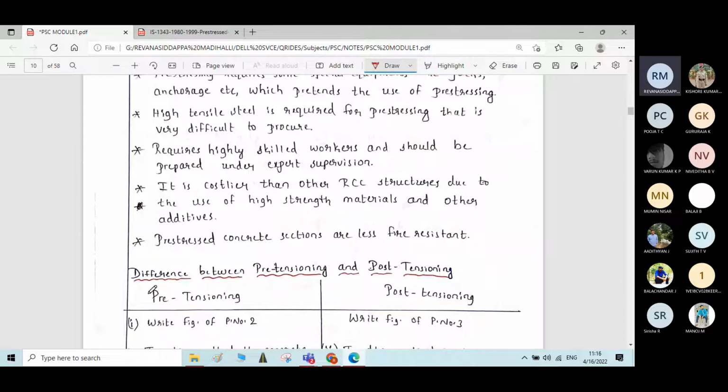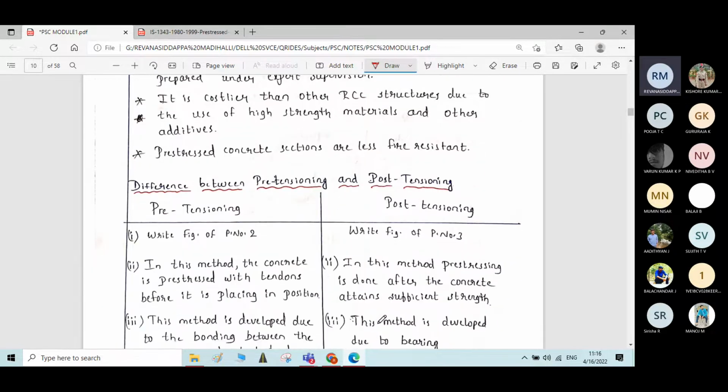As you can see, just by seeing the titles, pre-tensioning and post-tensioning, we can define the difference, correct? Pre-tensioning means the tendons will be stretched prior to application of the concrete, prior to pouring of the concrete. That is the thing involved in pre-tensioning. In case of post-tensioning, after the concrete is poured and hardened, the tendons will be placed and stretched and stresses are induced. That is the thing involved in post-tensioning. The same thing is written in the first point.